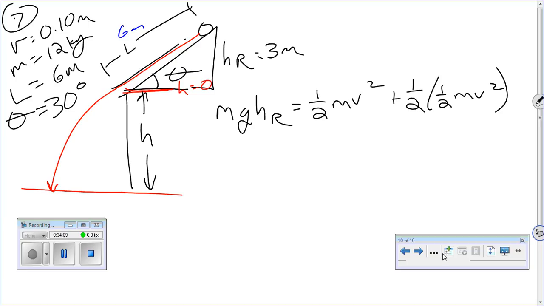Okay, so the masses cancel. You actually don't even need this mass to solve the problem, which is worth noting. So mass cancels, mass cancels, mass cancels. And you get g times the height of the roof plus 1/2 and 1/4 is 3/4. Equals 3/4 v squared. And solve it.